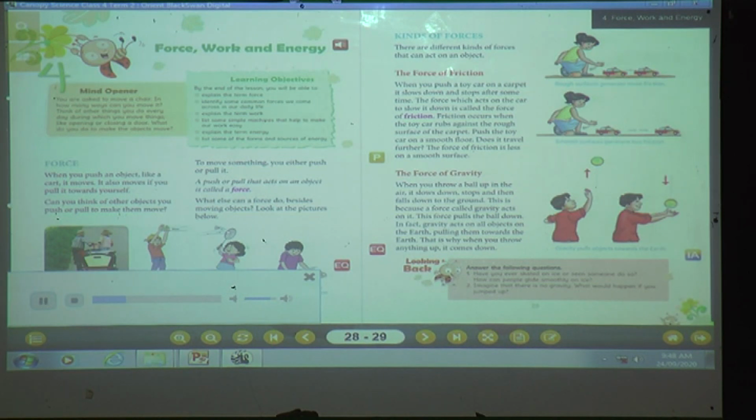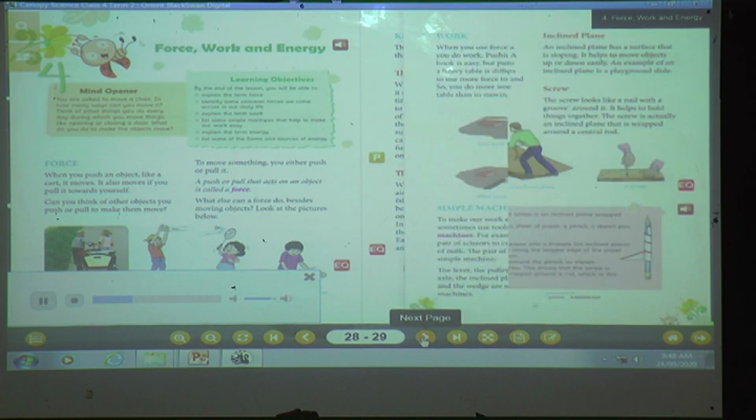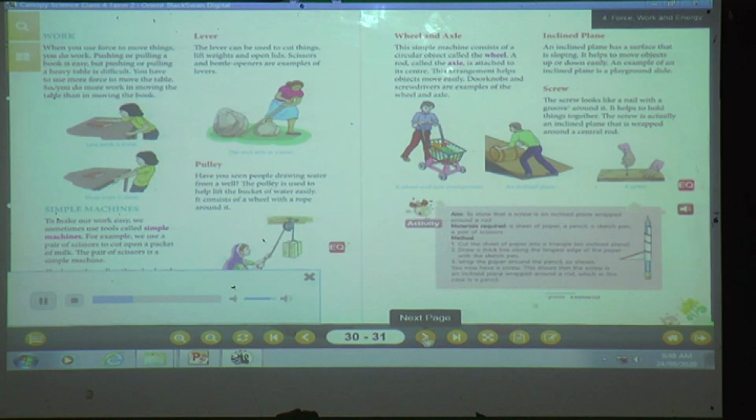The force of gravity. When you throw a ball up in the air, it slows down, stops, and then falls down to the ground. This is because a force called gravity acts on it. This force pulls the ball down. In fact, gravity acts on all objects on the earth, pulling them towards the earth. That is why when you throw anything up, it comes down.